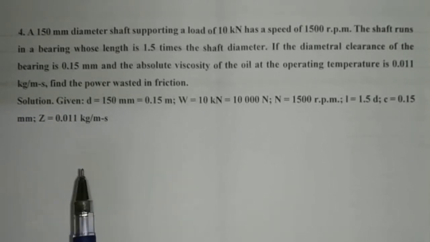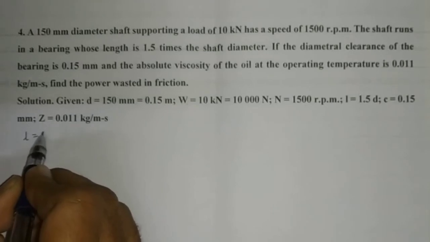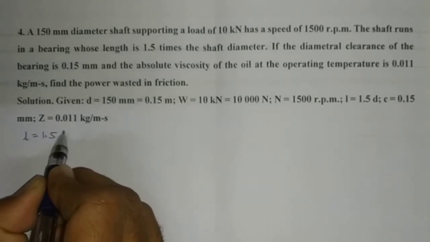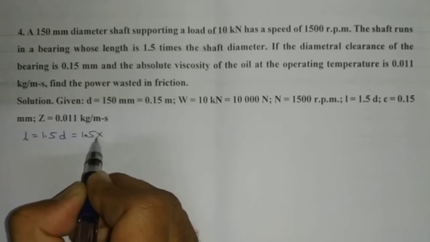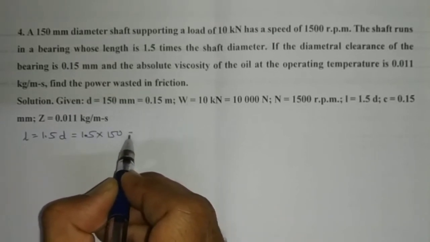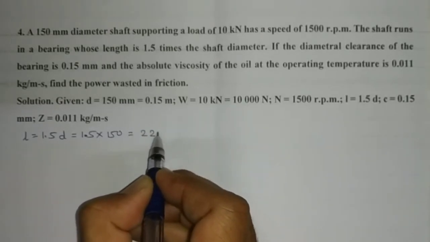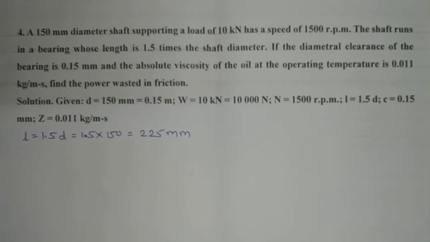Okay. Now let us find the length of the bearing. So length of the bearing L is equal to, we know, 1.5 D. So therefore it is 1.5 and diameter D is equal to 150. So therefore it is 225 millimeter, the length of the bearing.